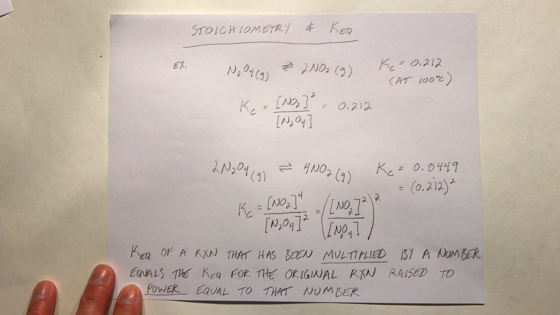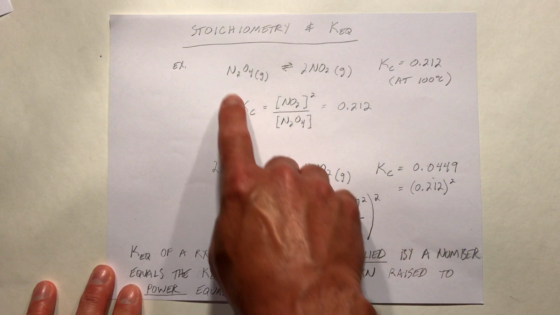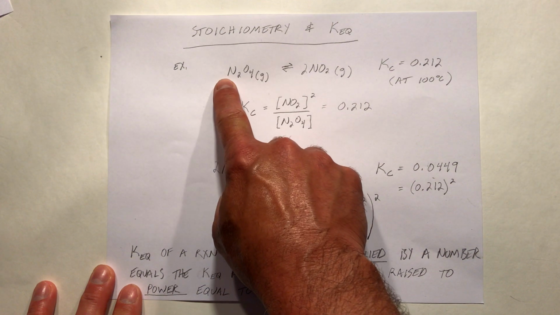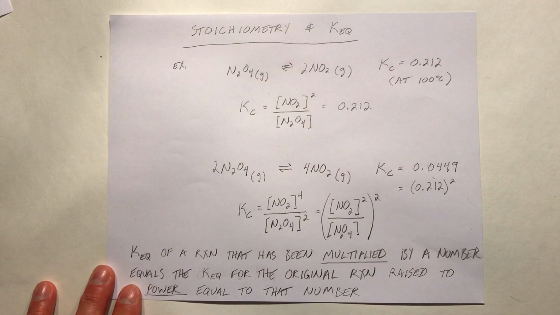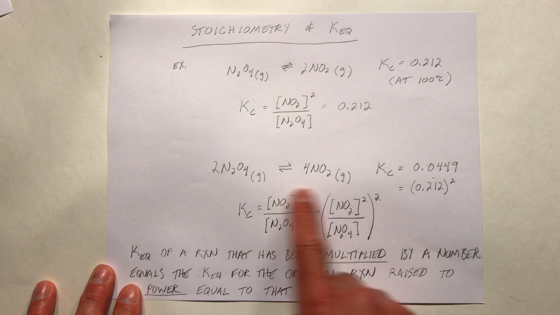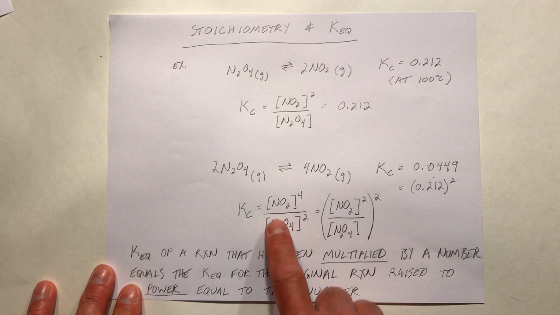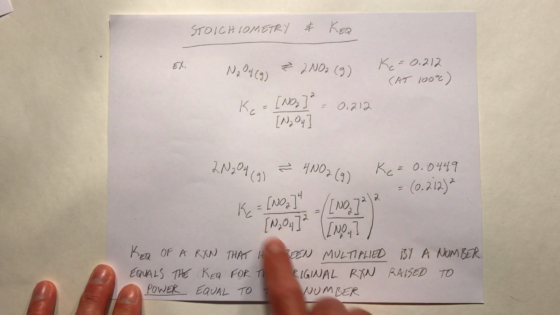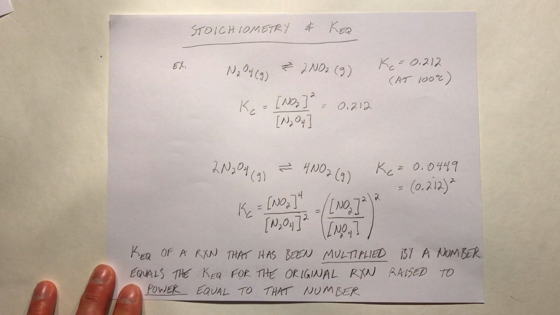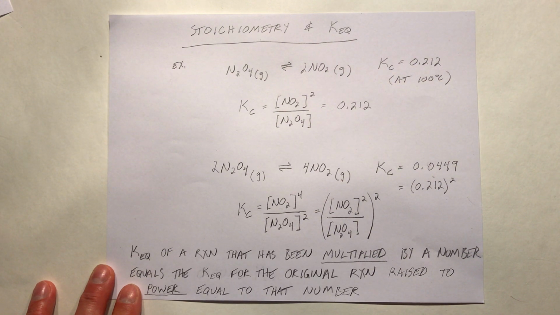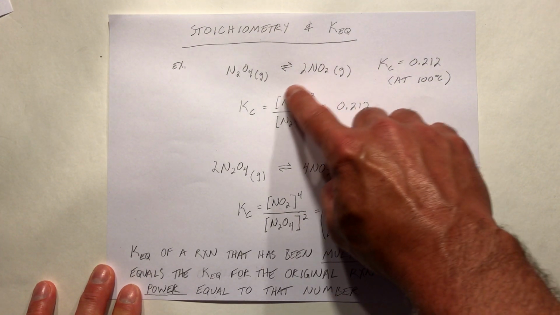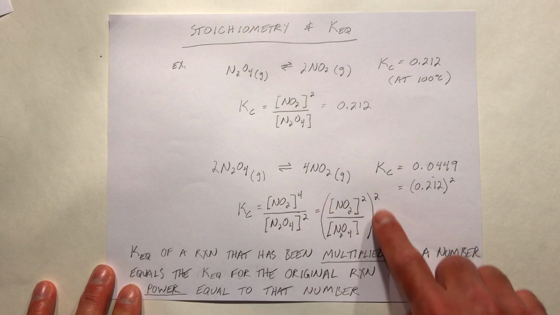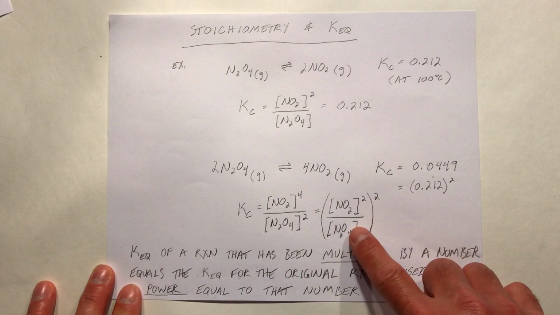We're saying it's 0.212. What would happen if we would double the amount of reactants and double the amount of products? So we go from 1 mole and 2 moles to 2 moles and 4 moles. Well, now the Kc expression for this reaction would look like this. Concentration of NO2 to the 4th power, because that's a 4, and the concentration of N2O4 to the 2nd power, because that's a 2. So notice that if we take this Kc expression here and square it, we would get this, because 2 times 2 is 4, and 2 times 1 is 2.